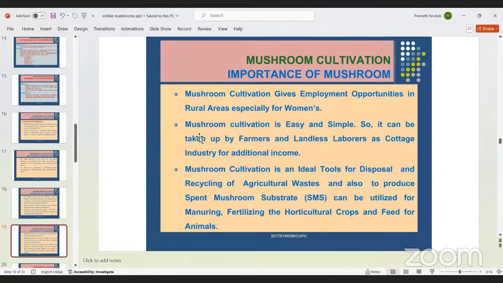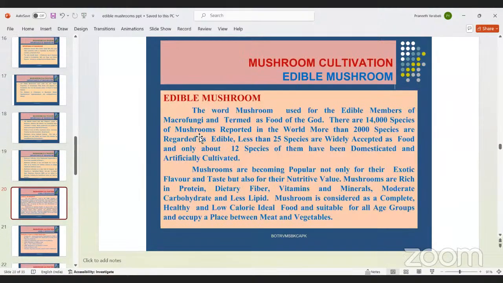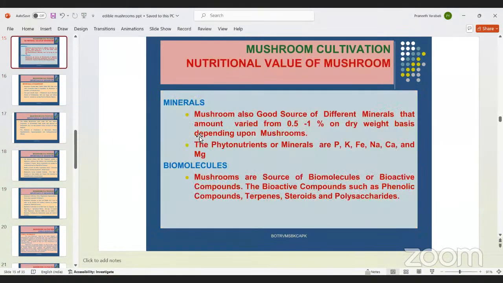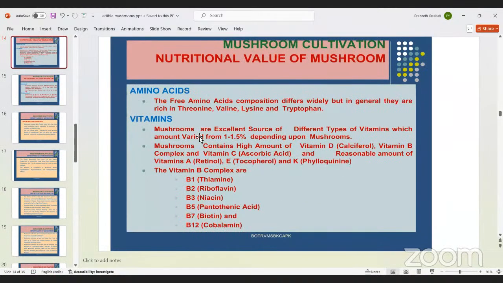Mushroom cultivation is an ideal tool for the disposal and recycling of agricultural waste. It also produces spent mushroom substrate, which can be utilized for manuring, as fertilizer in horticultural crops, and also as feed for animals. So this is about the nutritional and medicinal importance of mushrooms.